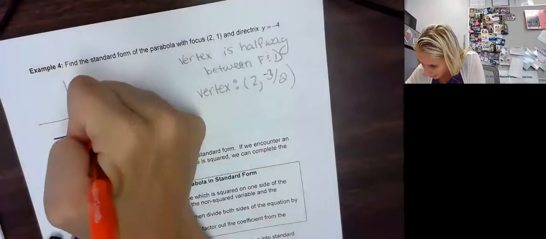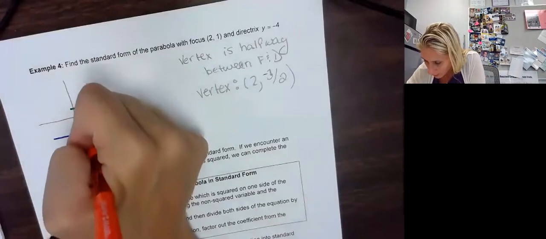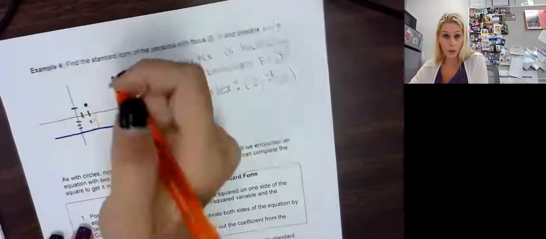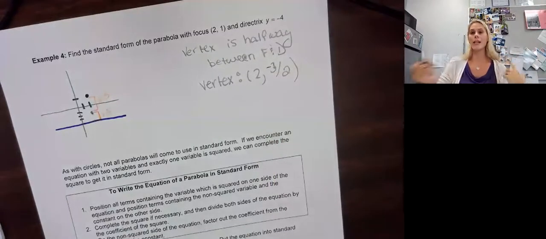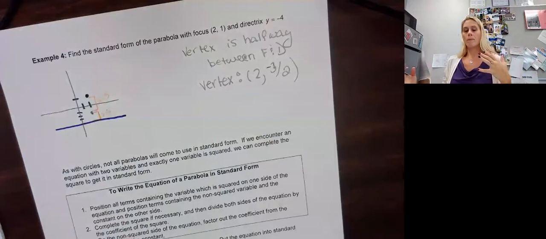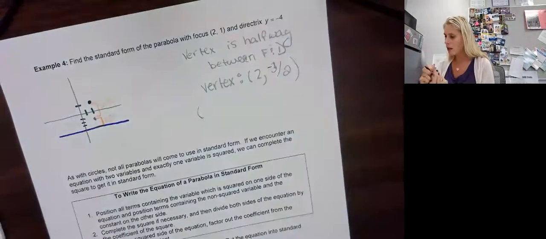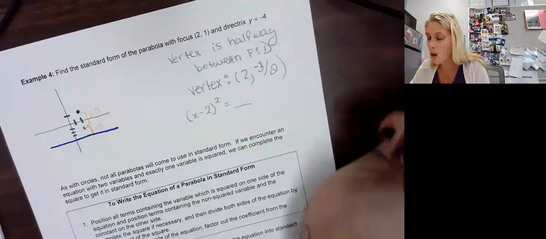This distance here is the same as this distance here, which is both 2.5. Those are just some little notes, okay? Once I find the vertex, I can now start writing in our standard form. So we have to remember it's x squared. So we have x opposite, right? So -2 squared equals, now be careful, we're going to fill this out because it's the 4p stuff, right?